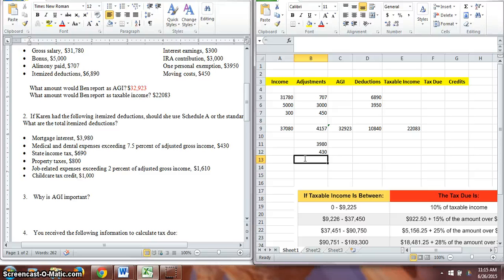State income tax, also included. Property taxes, yep, that's another line item. Job-related expenses, sure is, if they're not reimbursed by your employer. Child care tax credit. Well, I know that a credit is way down at this end, not included in itemized deductions. So we do not include that here. So we'll add all these together, sum them up.